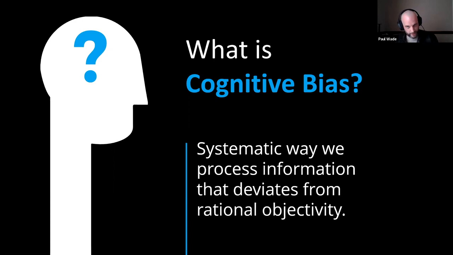So just to sum all that up, again, what is cognitive bias? Cognitive bias is the systematic way we process information that deviates from rational objectivity.